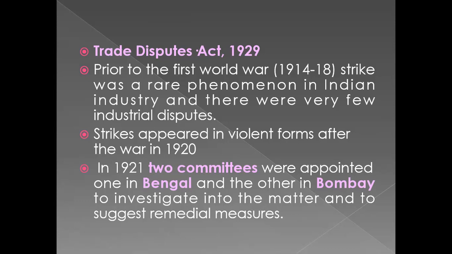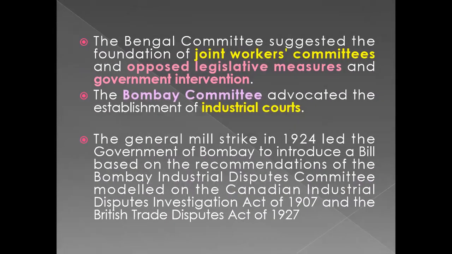Accordingly, the Industrial Dispute Act was introduced in line with the recommendations of these Bombay and Bengal committees in 1921. The fresh legislation came into existence. The Bengal committee suggested the foundation of a Joint Workers Committee, which is a very good point. But the loophole of this Joint Workers Committee was that it opposed legislative measures and intervention of government, whereas the Bombay Committee advocated the establishment of industrial courts, which is a very good idea. That's why the recommendations of the Bombay Committee were taken into consideration.